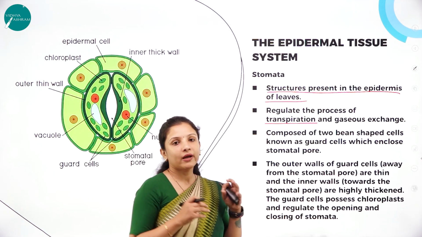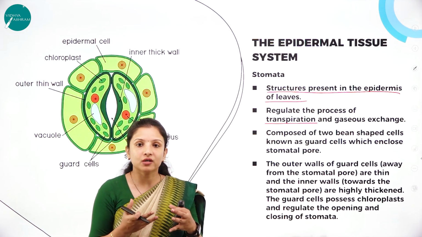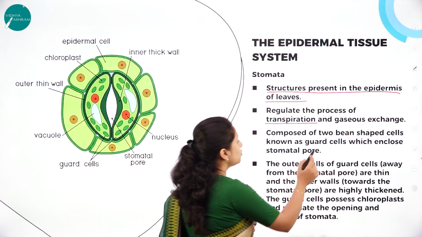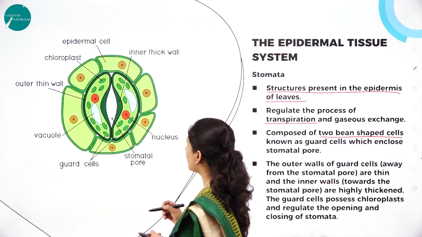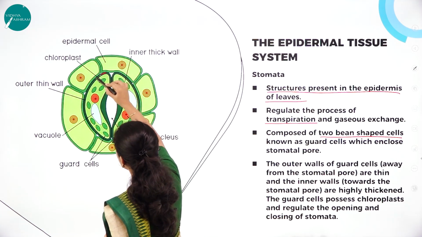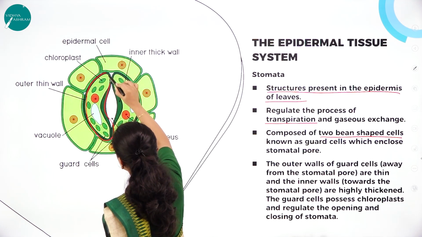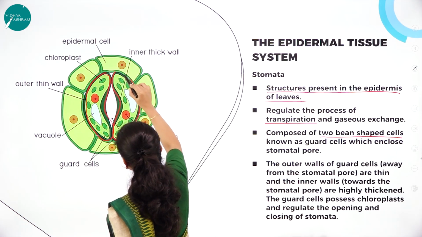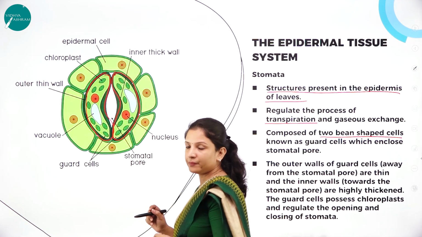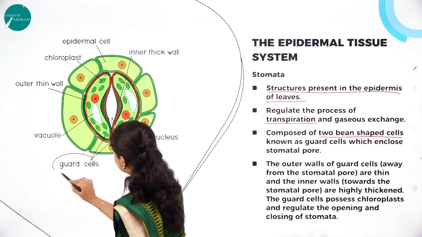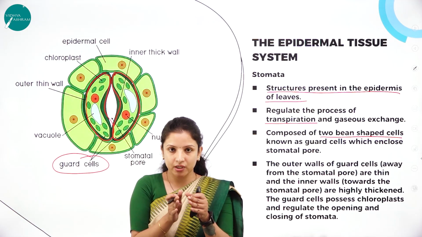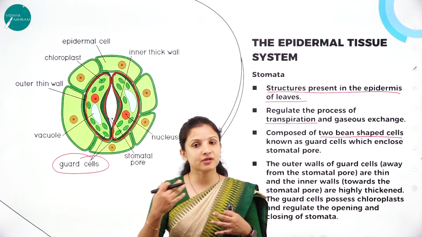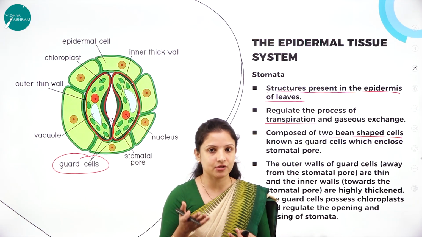And how exactly does the stomata look, what is it made up of? It is made up of two bean-shaped structures, and these bean-shaped structures are called the guard cells. Can you see here? These are the two bean-shaped structures. It looks exactly like a bean seed, right? And they are called the guard cells.